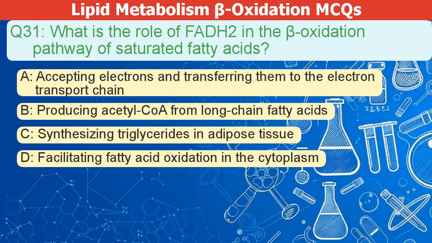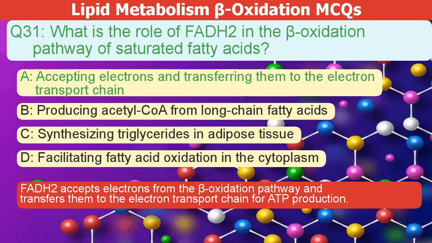What is the role of FADH2 in beta-oxidation of saturated fatty acids? A. Accepting electrons and transferring them to the electron transport chain. B. Producing acetyl-CoA from long-chain fatty acids. C. Synthesizing triglycerides in adipose tissue. D. Facilitating fatty acid oxidation in the cytoplasm. The correct answer is A. FADH2 accepts electrons from the beta-oxidation pathway and transfers them to the electron transport chain for ATP production.